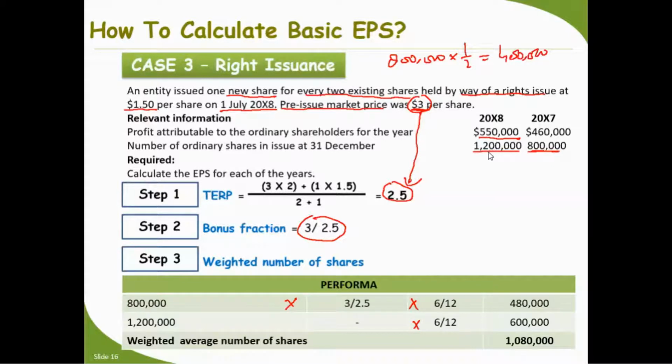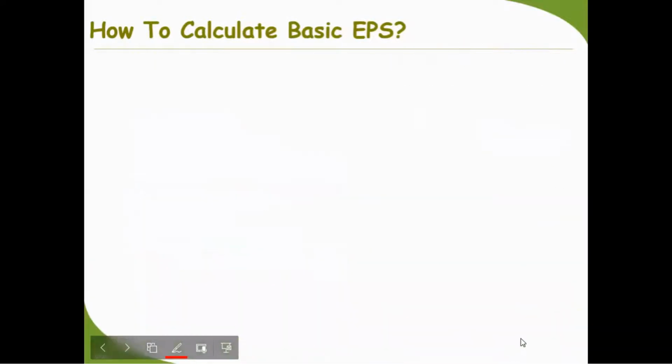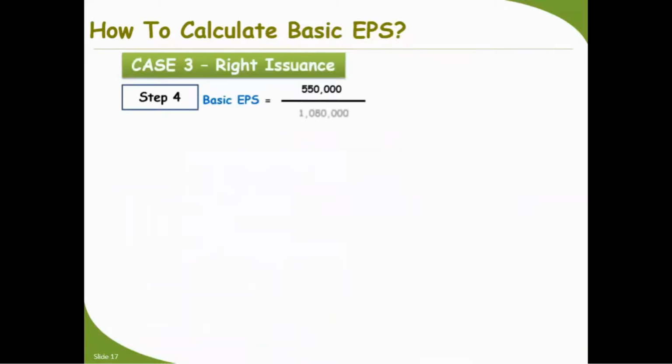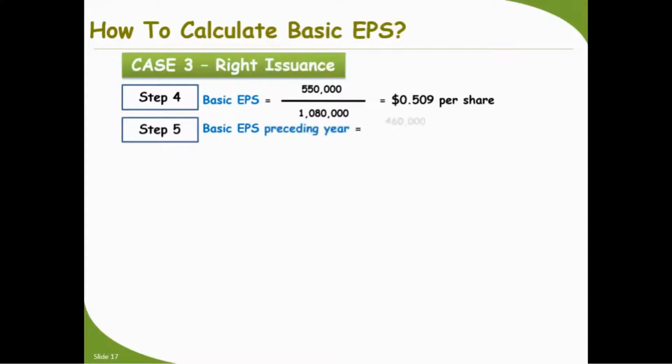Now look, for 2008, 550,000 profit attributable to ordinary shareholders divided by weighted average number of shares, 1.08 million. Step 4, basic EPS: 550,000 divided by 1,080,000, the current year EPS, which is $0.509. Now for the preceding year, basic EPS is 460,000 divided by shares outstanding that year, 800,000, which is 0.575 per share. Now how to restate EPS of the preceding year?